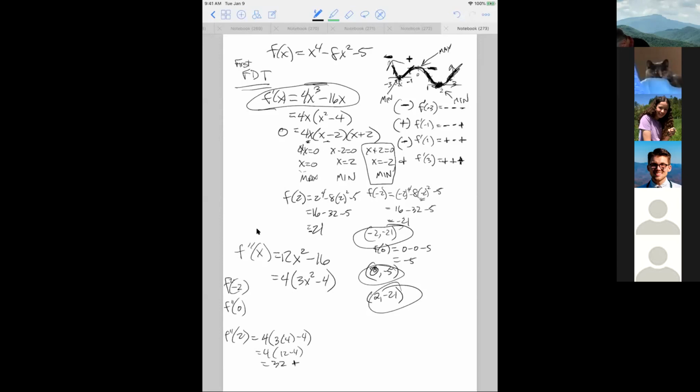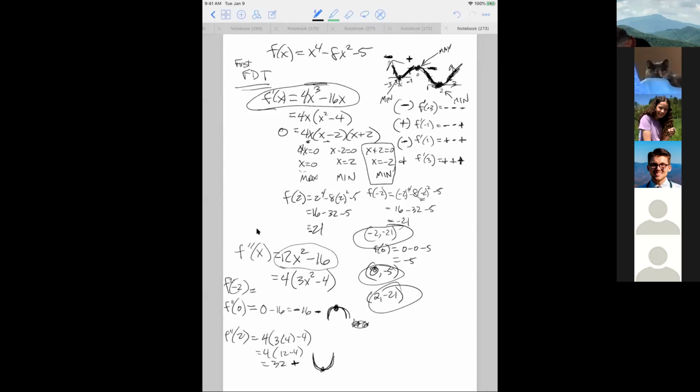So that's positive, which means what? Second derivative positive means concave up. So is it local max or local min? Local min. Plug in 0, what do you get? F double prime of 0, I plug right into this function and get 0 minus 16, -16. That's negative. That means it's concave down. Is that a local max or a local min? Local max. It agrees with everything. So this is a local max.